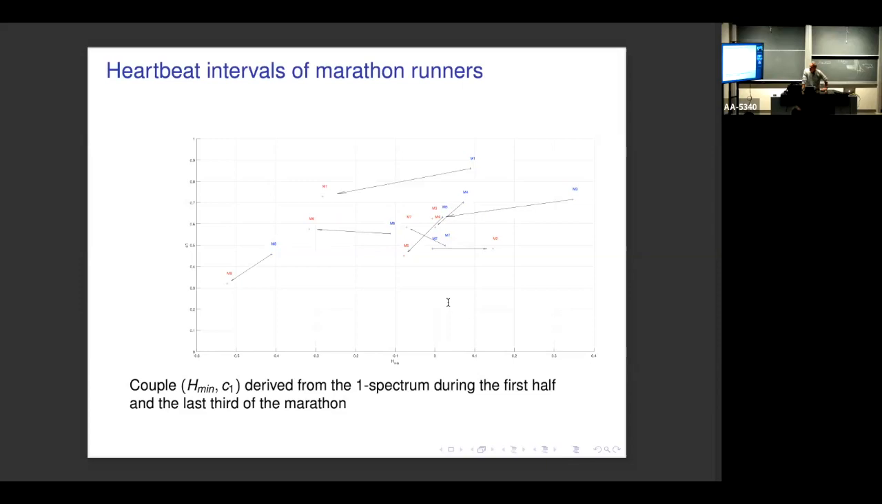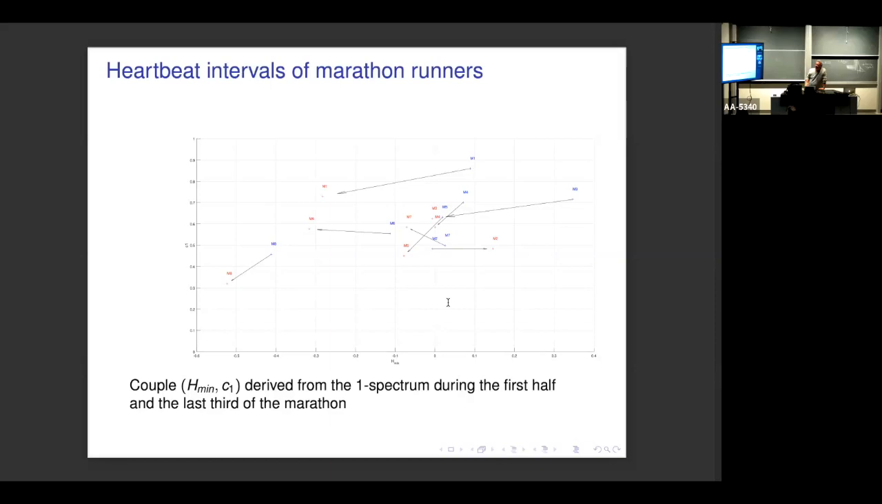So the little arrows are showing the evolution. The x-axis is h mean and the y-axis is c1. So a point at the beginning of the arrow means, for instance for marathon runner 1, that h mean and c1 were at a given position, and it shifted toward another position at the end of the race. And they like these pictures because you can see differences between people who are used to running marathons or people who are more amateur runners, and different strategies of dealing with their race.